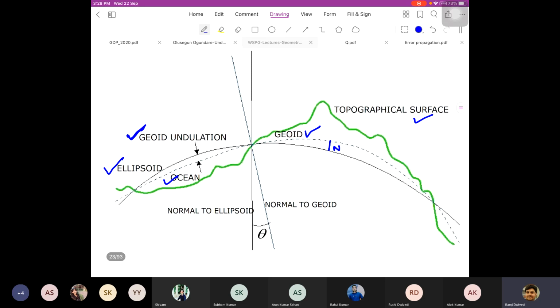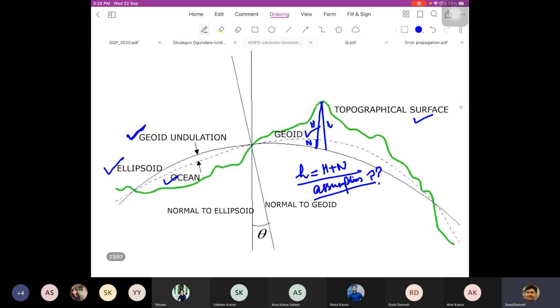Okay. So let's say, if I just want to draw a better figure, if I take two perpendiculars like this, you have capital H, you have a small h, and this little height, the height from the ellipsoid, is capital N. So a small h here is represented as H plus N, but with certain assumptions. It is not always the case. There are certain assumptions. What are those assumptions? We'll discuss that.